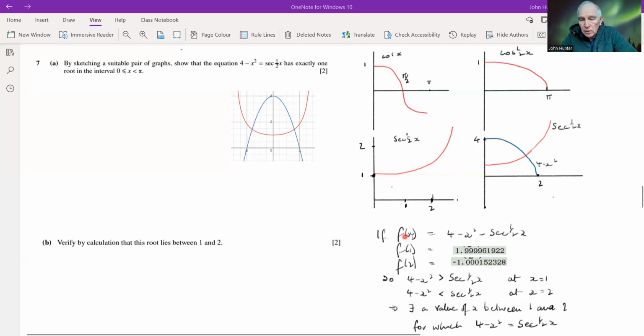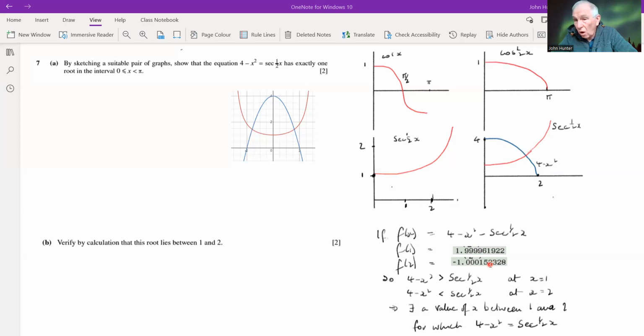So if we evaluate 4 minus x squared minus sec half x, we find that at 1, that value is 1.9, etc., meaning that this part is greater than this part. Okay, and at 2, it's going to be minus something. So we've got a switch of signs between 1 and 2, and that proves that there are roots.